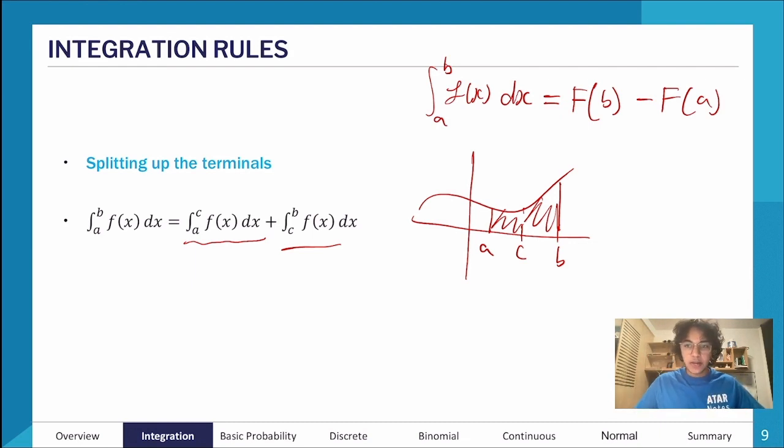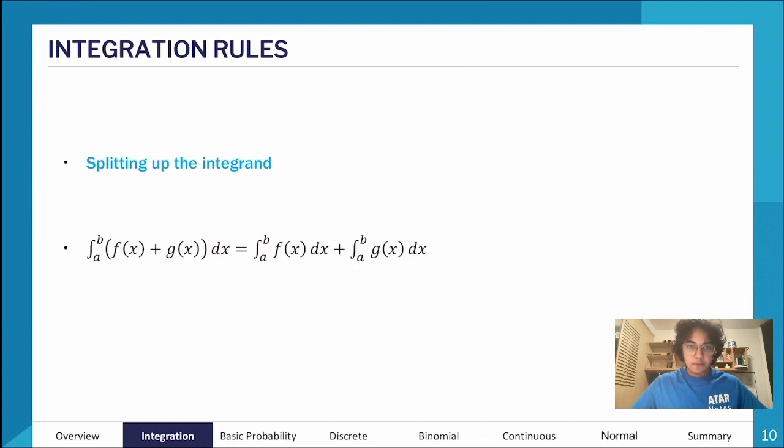We'll talk a little more about area under the curve when we talk about definite integrals, so if you're a little bit lost on this part, don't worry too much. Just know that you can split up definite integral terminals like so. I'll touch on this again when we do a definite integral question.